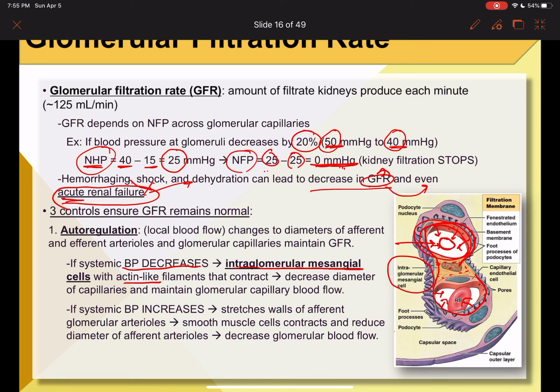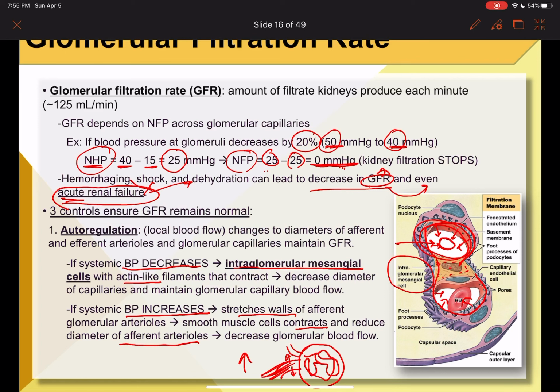Now, if systemic BP or blood pressure increases, this will stretch the walls of your afferent glomerular arterioles, okay, which then will cause smooth muscles to contract and reduce the diameter of your afferent arterioles to decrease the glomerular blood flow. So if we're talking about, here's your glomerulus, okay, here's your afferent, here's your efferent. It's a little smaller than your afferent, and here's the rest of your capillary, okay? Blood pressure increases. Lots of blood coming through, okay? Lots of blood coming through the arterial wall of the afferent will then stretch this to be bigger, okay?